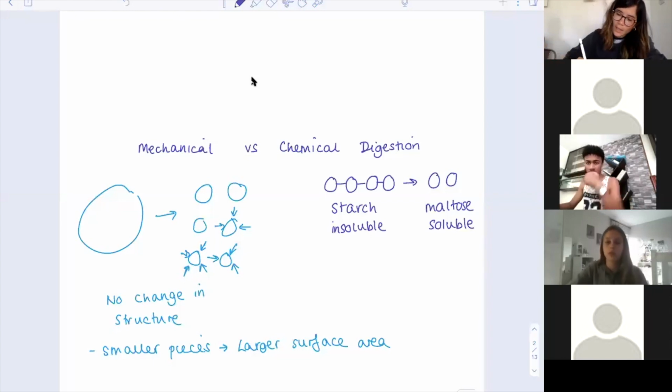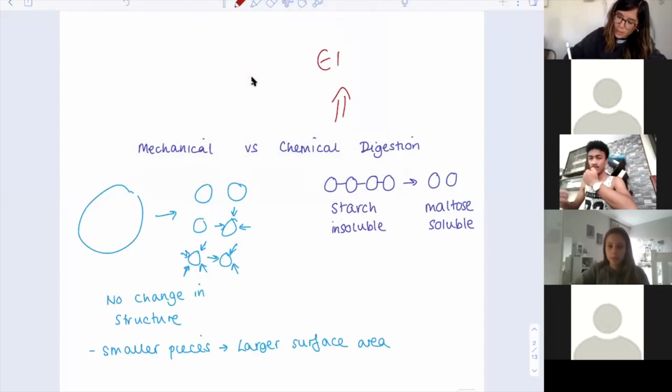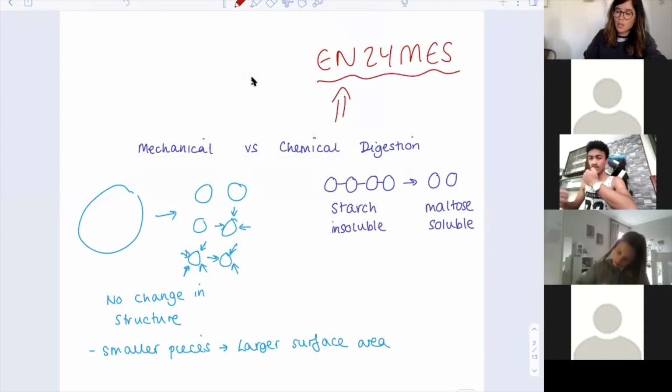And when we look at chemical digestion, I'm hoping that some of you are already aware that really what we're looking at here is enzymes. Enzymes are totally key for chemical digestion.